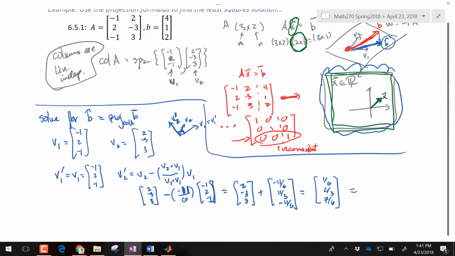You need to normalize them if you're going to create an orthonormal basis, but in this case we don't care about this being unit length. Actually, size doesn't matter in this case. So just for the sake of dealing with nice numbers, we can factor out maybe a 1/6.